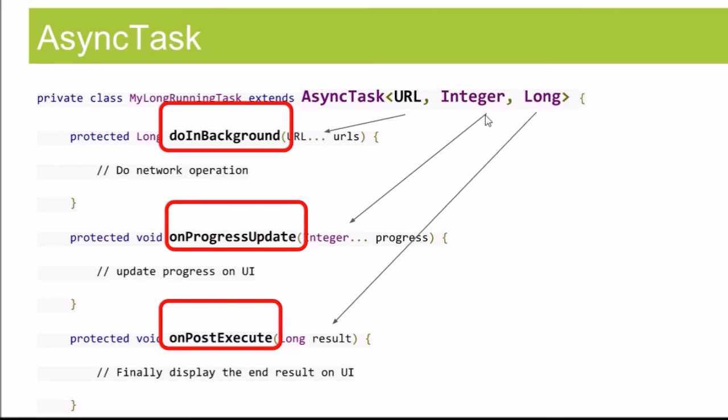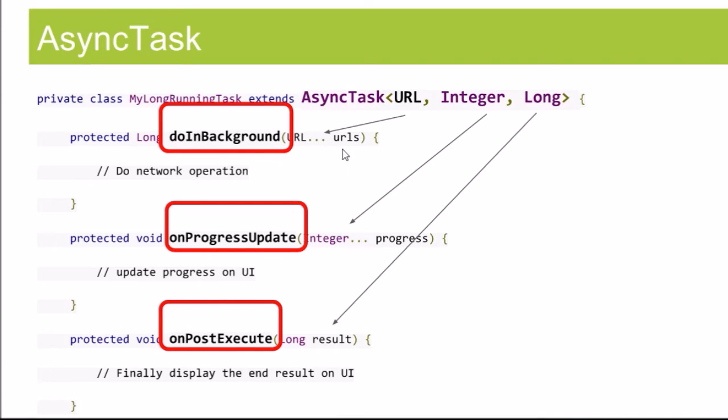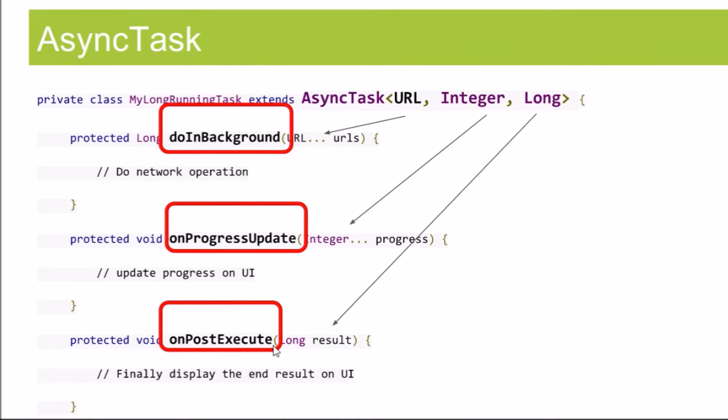The parameters being passed here define the type of parameters that will be passed in these methods. For example, here we are passing many URLs in the doInBackground method. Here we are getting the progress to be updated to the UI, and here we are getting the final result returned by doInBackground, and we'll be using this result to update the UI.